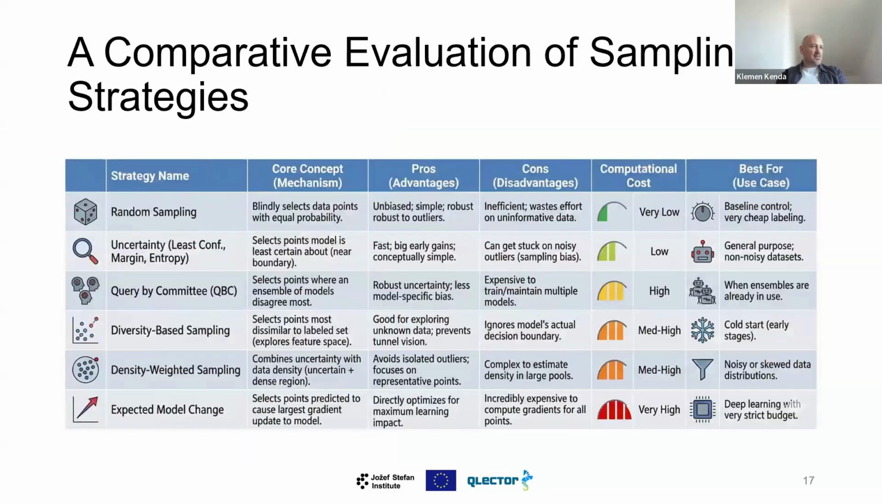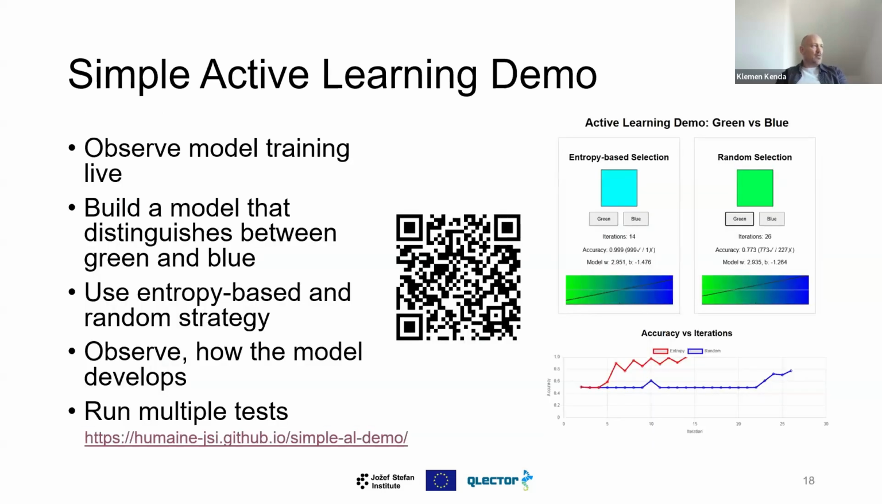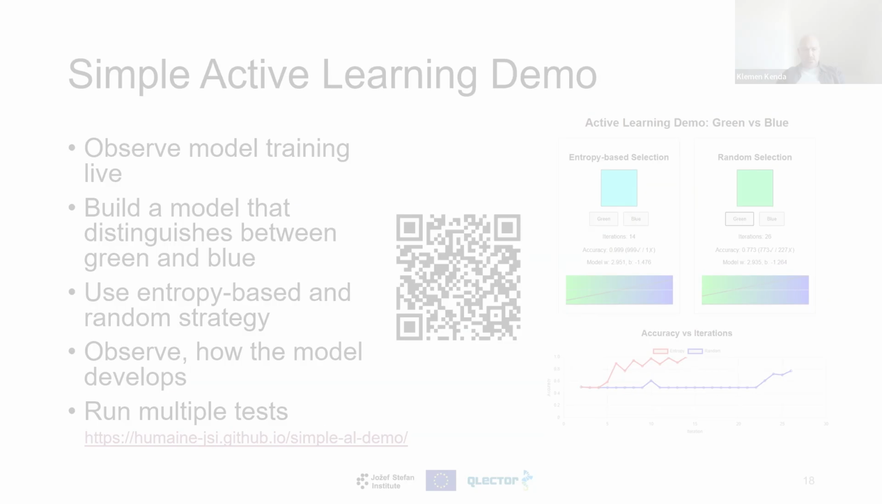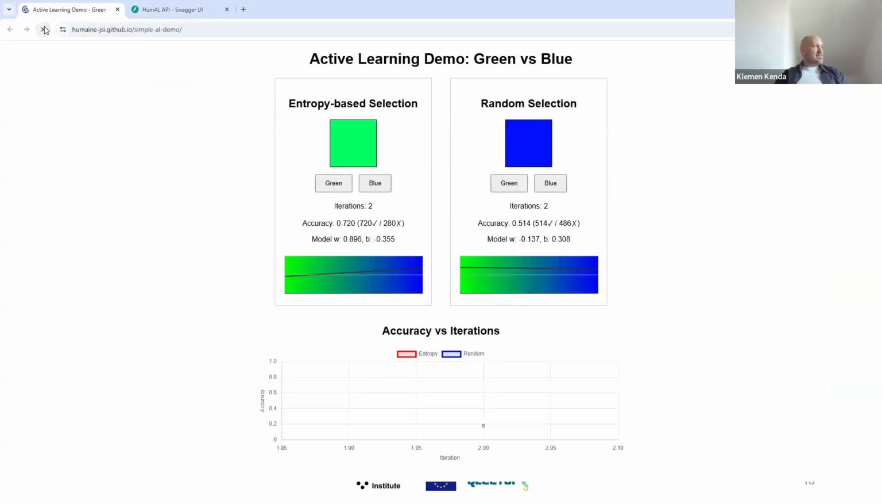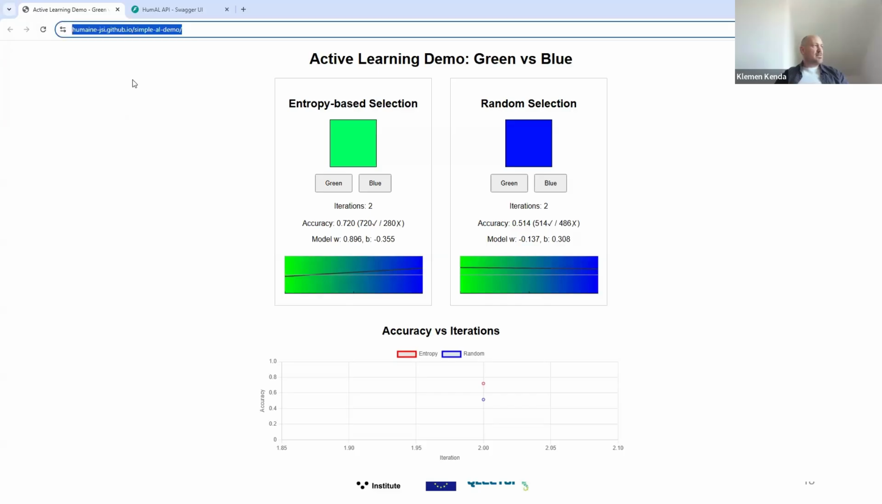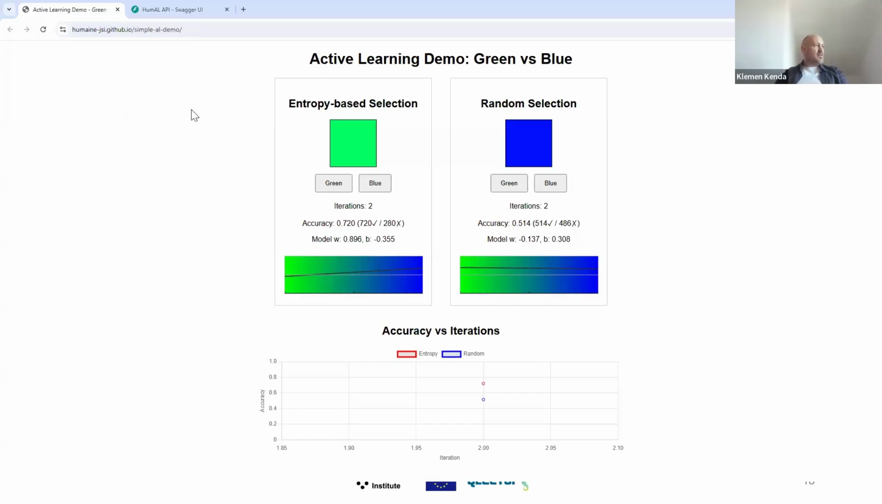Okay, here is a comparative analysis of all of these strategies that we were just discussing. I will just leave this for information here, but we will not go into details of this slide. And now I would like to show you a little bit how active learning works in practice. Okay, so I will reload this app. You can also open this by yourself. Here is the URL, and also on the slide you have the QR code.